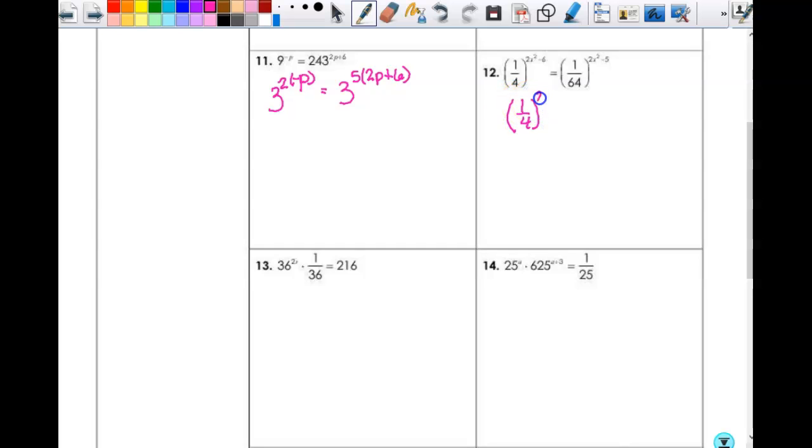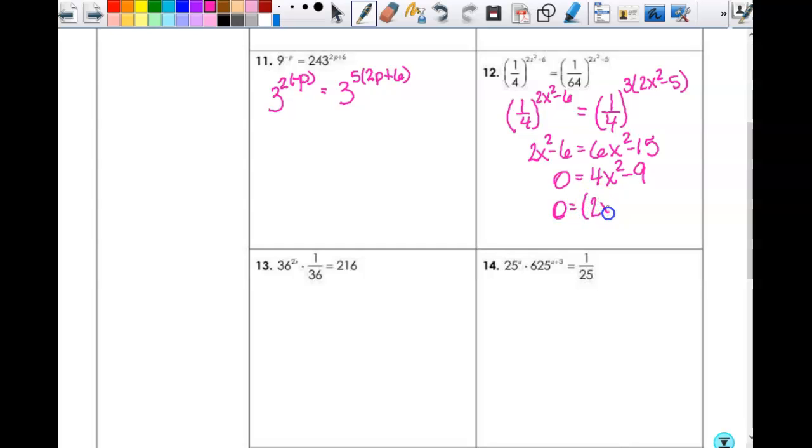This is going to be 1/4 to the 2x squared minus 6 power equals, this is going to be 1/4. Your fractions always have to be in parentheses. And then 4 to what power gives me 64? 3. So this would be 3 times 2x squared minus 5, right? So now I've got a common base, which might be different than your common base, but I still got a common base. So now I get 2x squared minus 6 equals 6x squared minus 15. And so then this is going to give me 0 equals 4x squared minus 9. And I can factor that to 2x plus 3, 2x minus 3. So my x values are plus and minus 3 halves.